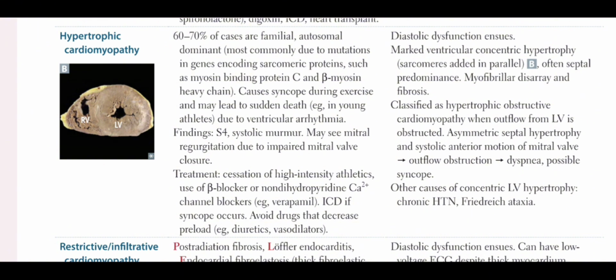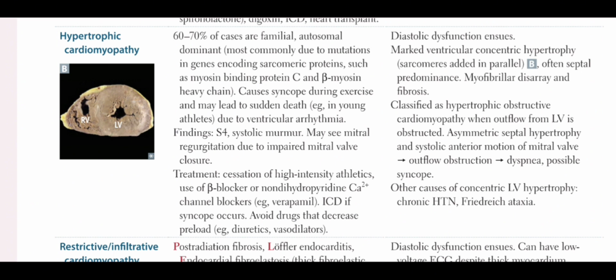However, in young athletes, it is also known to cause sudden death that is due to ventricular arrhythmias. The findings of hypertrophic cardiomyopathy in a patient include an S4 heart sound, and there will be a systolic murmur. The regurgitation may be seen due to impaired mitral valve closure.